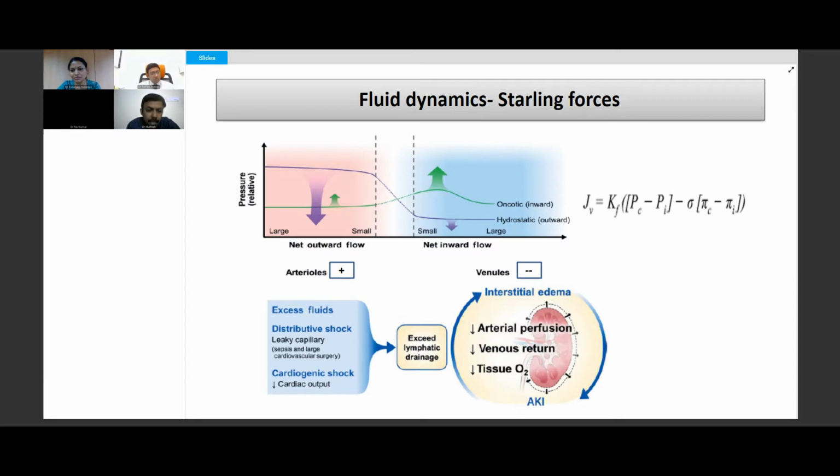And if this filtration force exceeds the capacity of the lymphatic drainage, like in conditions of fluid overload, distributive shock conditions, leaky capillaries, low cardiac output states, there is interstitial edema, and this causes decreased arterial perfusion. Although the renal artery blood flow may be normal, the end perfusion to the glomerulus may be low. Decreased venous return, decreased tissue oxygenation, tissue hypoxia local to the nephrons. So the most important factor here is the venous return.